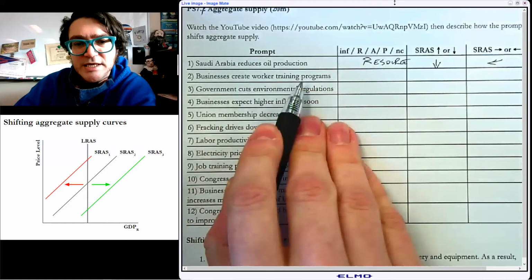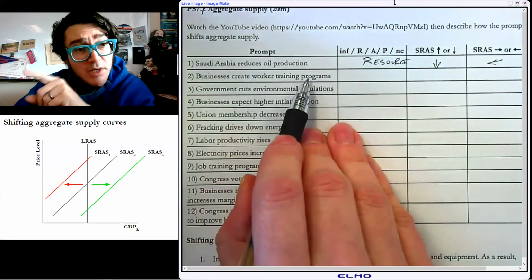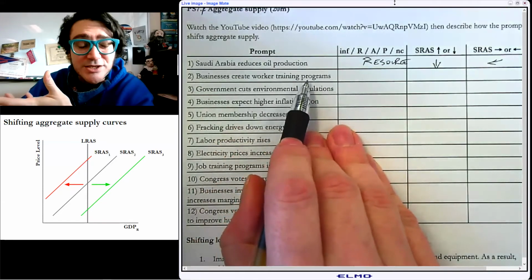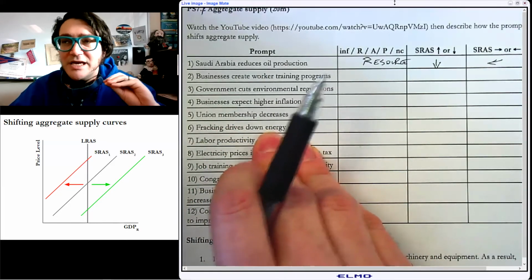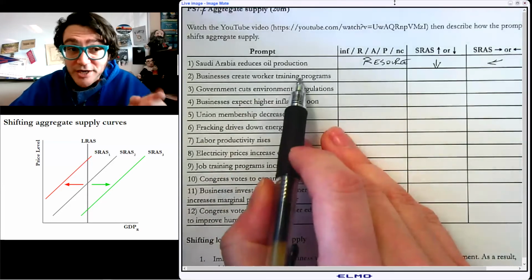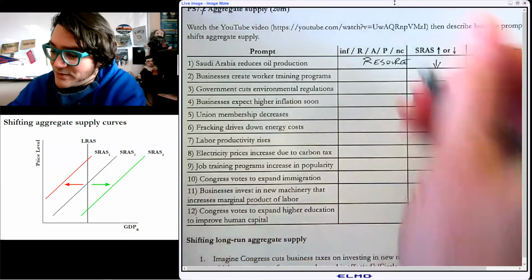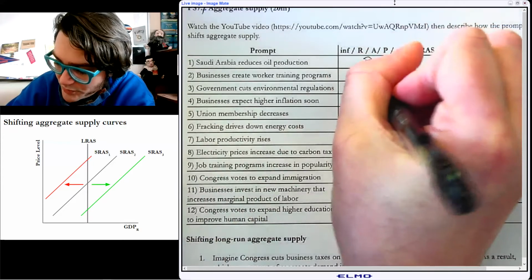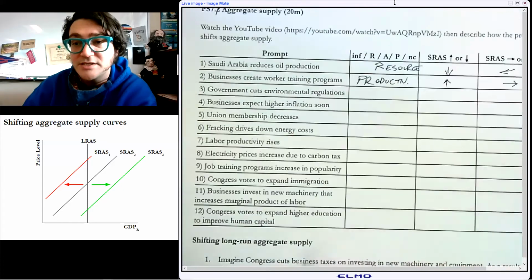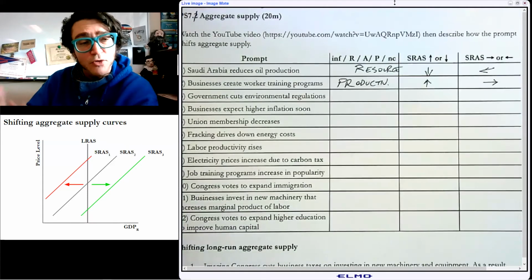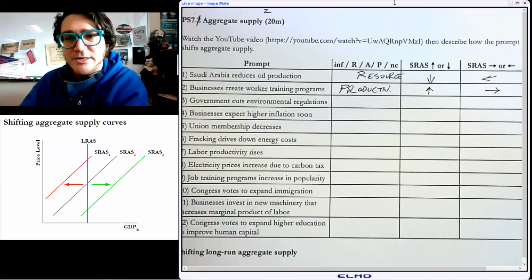Businesses create worker training programs. At first glance, you might think, what does that do? If I train my workers, it's obviously going to cost a little bit, but we wouldn't do that unless we had some other purpose in training them, right? What's the ultimate goal of training them? Well, we train our workers to make them more productive. So assuming that they work, we'd say productivity. Productivity is the name of the game, and it's going to reduce the costs of production overall because your workers are more productive, so they're making more stuff per worker. So we'd say aggregate supply increases and shifts to the right.